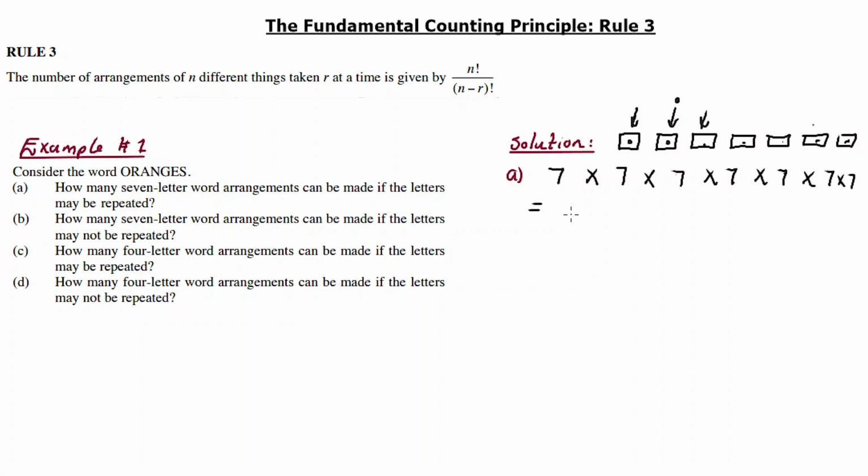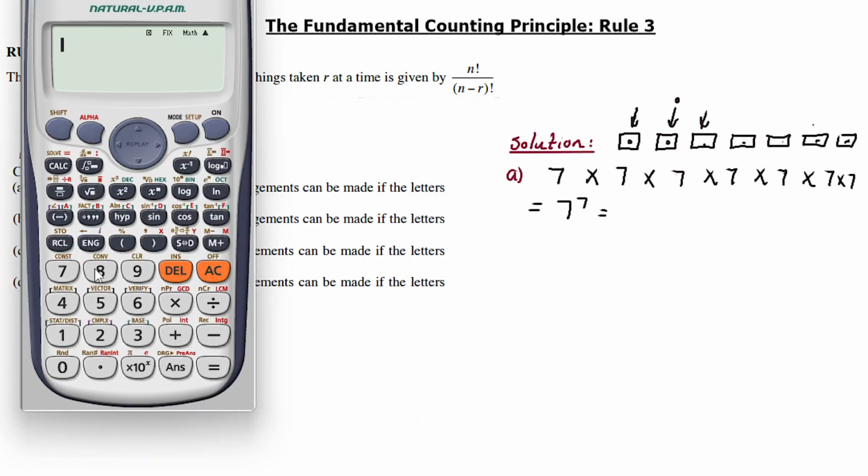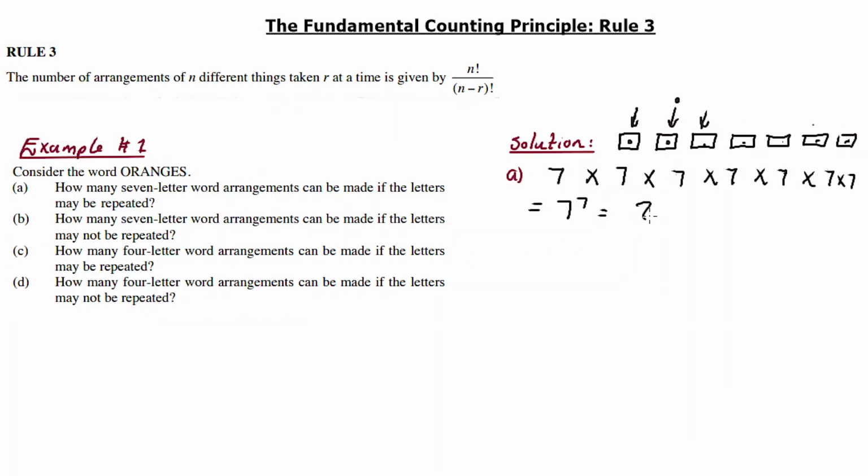Right? This is the exponential notation. We discussed it under rule number 2. Check it out now: 7 raised to exponent 7. This is equal to 823,543. This is our answer.